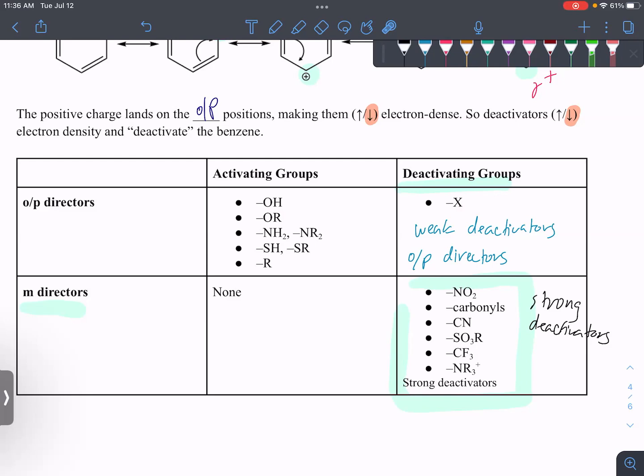But there's two things with the halogen. It has an inductive effect, which means it sucks electron density out of the benzene, but also by resonance, it donates. So there's two contrasting effects. There's one where you're pulling electrons and one where you're giving electrons. So it ends up being a weak deactivator that directs ortho para.